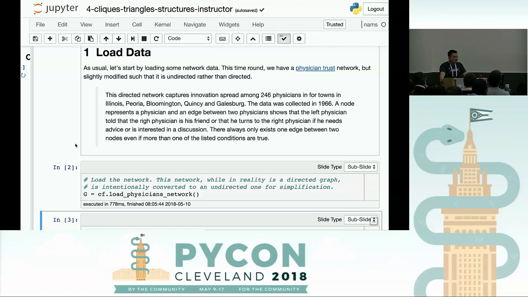It's a physician trust network. This is old school America, 1966, cities in Illinois: Peoria, Bloomington, Quincy, and Galesburg. A node represents a physician, and an edge between two physicians shows that the left doctor told us the right doctor is his friend, or that he or she turns to that doctor if they need advice or is interested in a discussion. So it's a model of trust between doctors. There's always only one edge between two nodes, even if more than one of those conditions is true. And like I mentioned, I turned this from directed to undirected just for simplicity's sake.